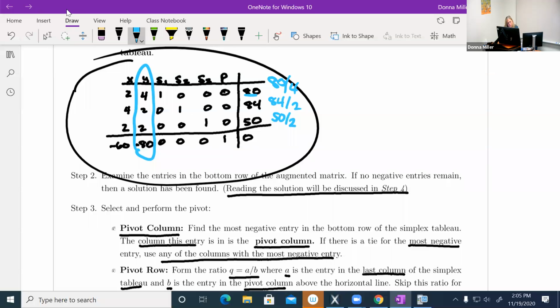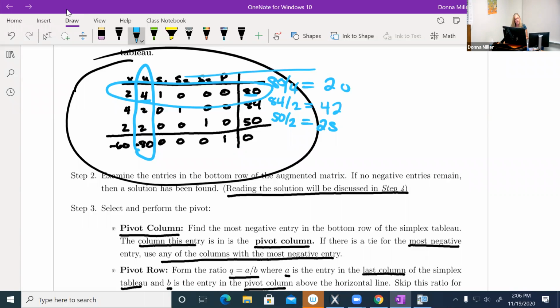So I took this number divided by that number. Okay, so I'm going to get those numbers. This is 20. 84 divided by 2 is 42. And this is 25. So I'm going to pick the smallest positive number, which is 20. This is telling me in my simplex program, I'm going to pivot around row 1 and column 2. So I run that simplex program and say pivot around row 1, column 2. Is that okay? Okay, so the first step is to pick the most negative number in the bottom row.